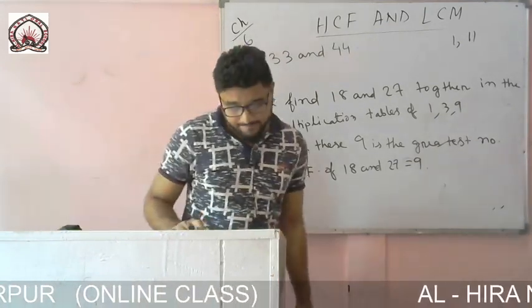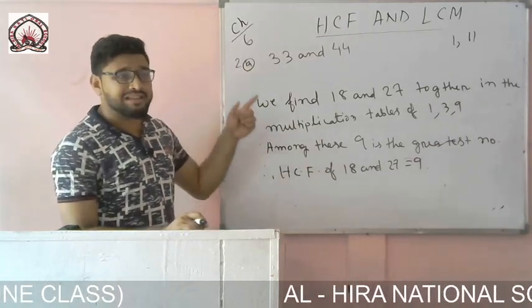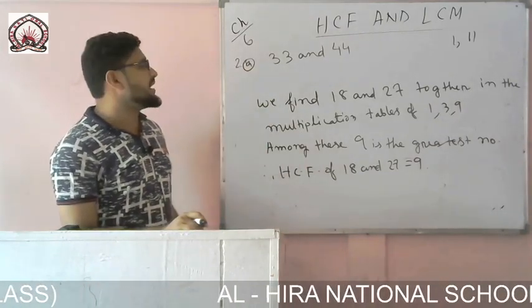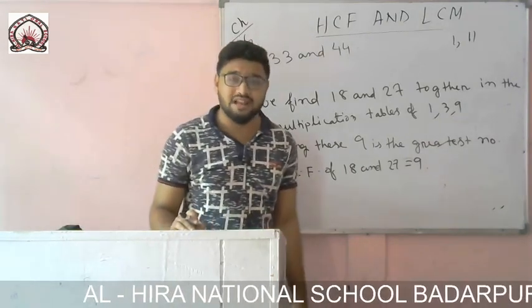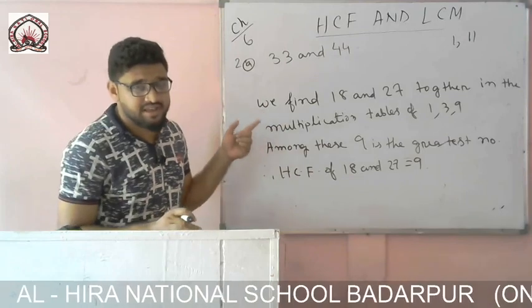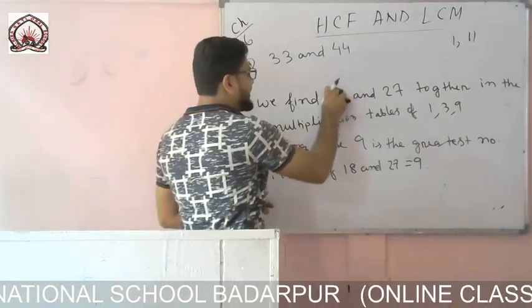11 4s are 44. So in both cases, in the table of 1 and 11 we get. But from 1 and 11, which one is greater? Obviously 11 is greater. So 11 is the HCF. You write fully. I am just replacing the number.